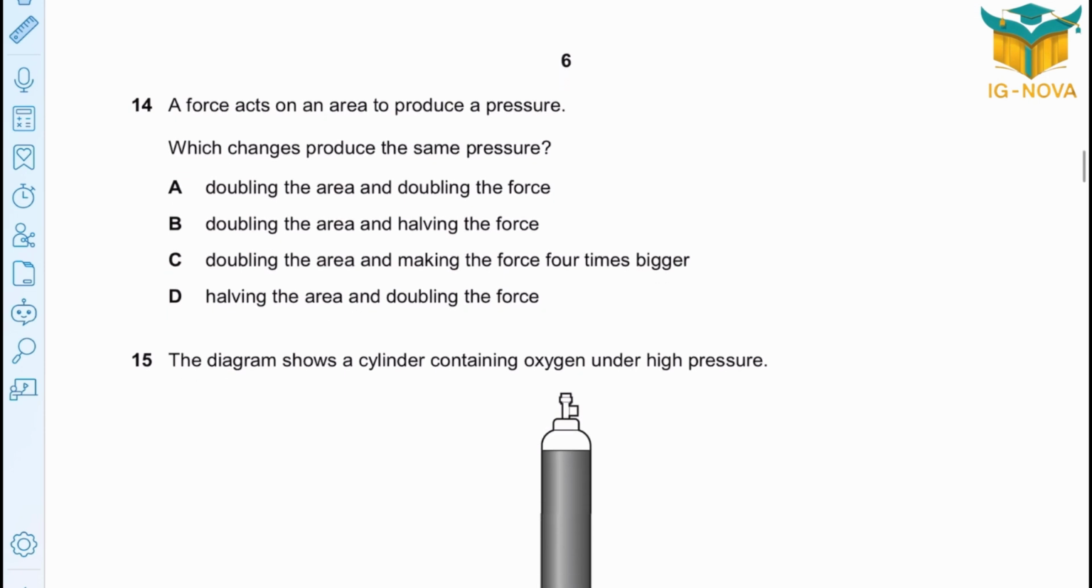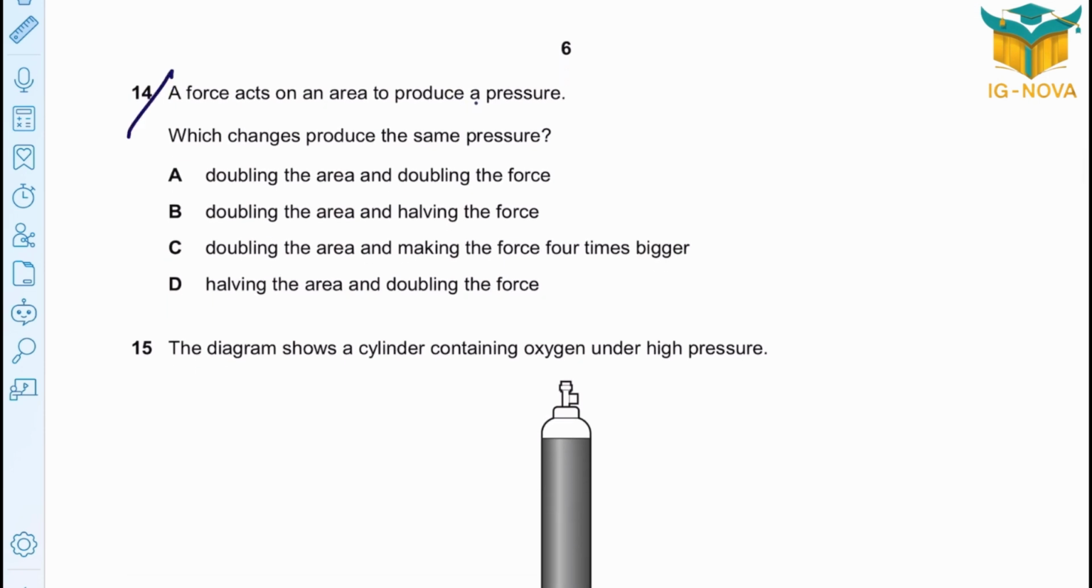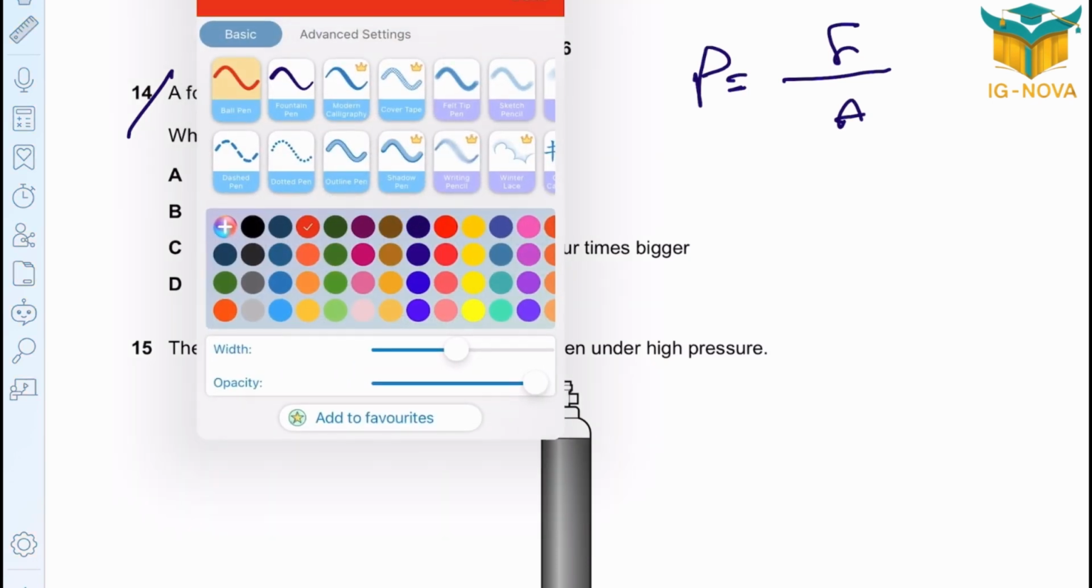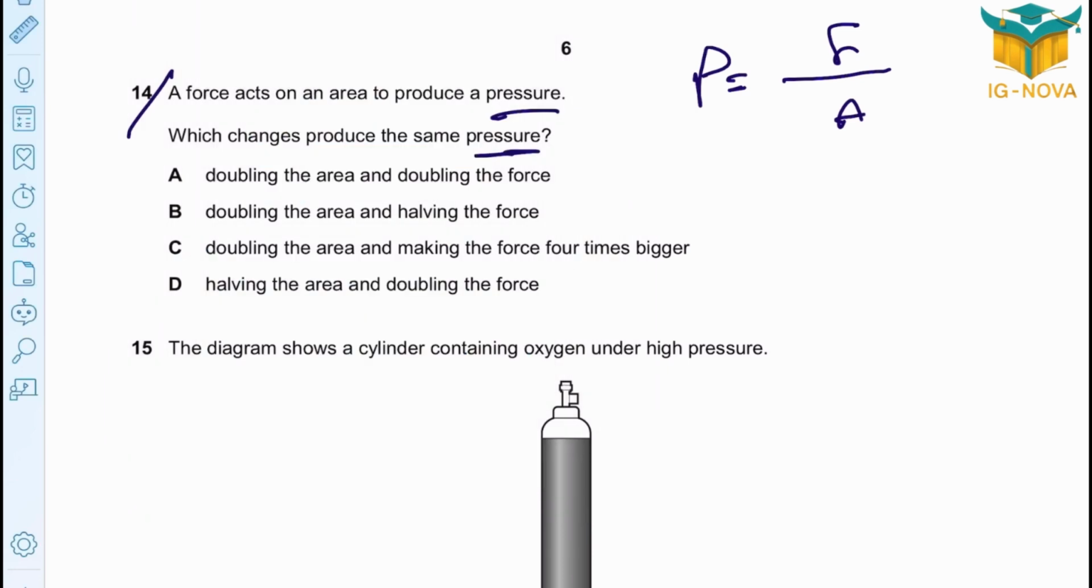Question 14. A force acts on an area to produce pressure. Which changes produce the same pressure? For P equals F over A, we need to trial the factor changes. So we can use red color. Doubling the area and doubling the force. By doubling the area and doubling the force, they will cancel each other. It will remain F over A. So it makes the same pressure. So A is the correct option.